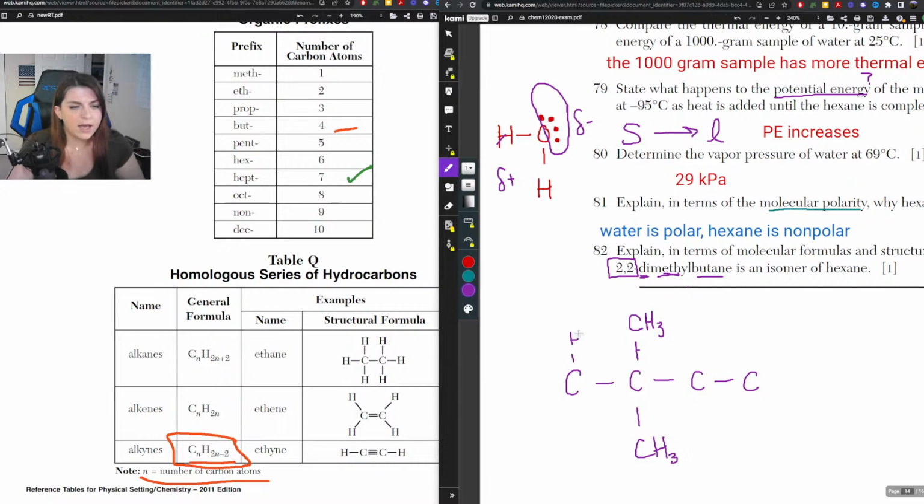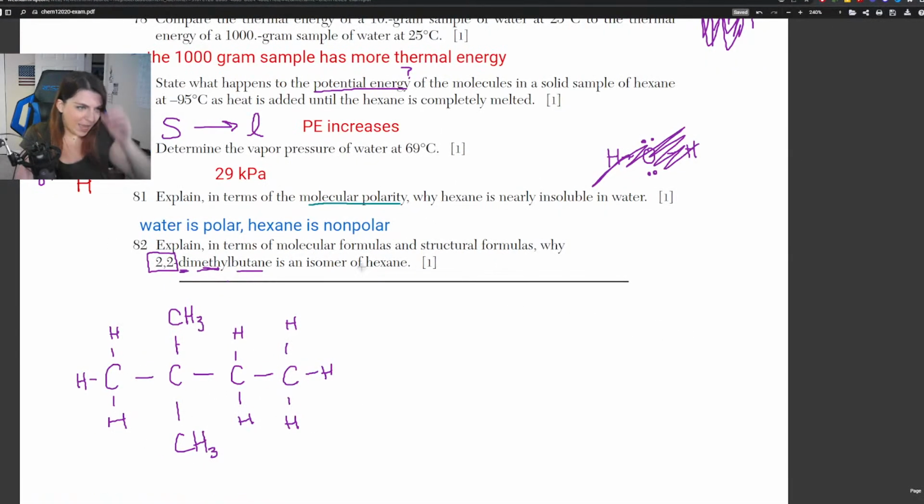And then this would have enough bonds to have 4 bonds on the carbon. And that would be 2,2-dimethylbutane. But it doesn't ask for a picture. It asks for an explanation. And you have to talk about molecular formula and you have to talk about structural formula.